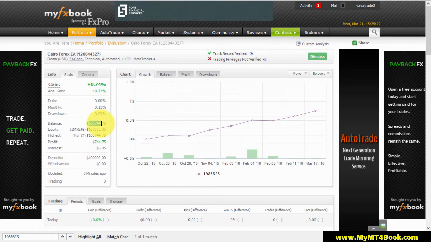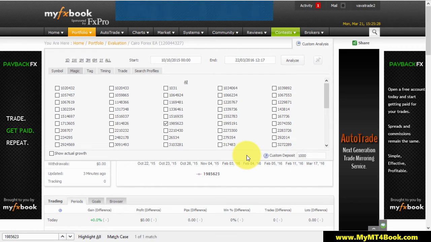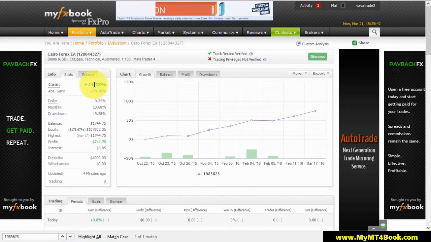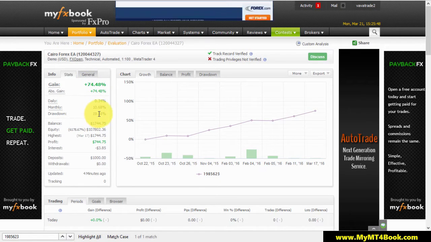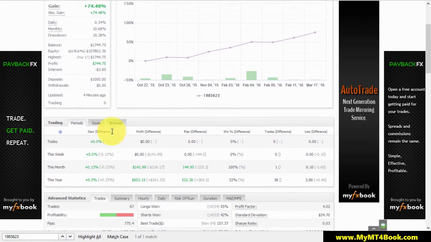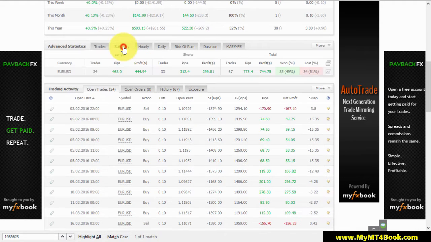So I just need to ignore these, but let's take a look. Maybe I can use a custom deposit of, let's say, $1,000. Yep, that works really well. So this is how it would look if my trading account started trading with $1,000. I would have had a drawdown of 19% and I would have gained 10% monthly and a total of 74%. So let's take a look down further. I have 67 trades, just like the indicator showed me.